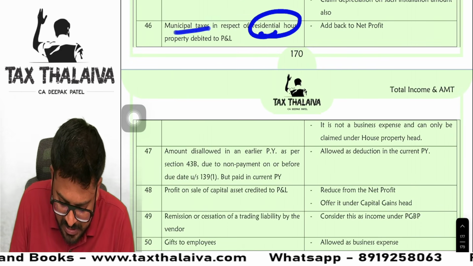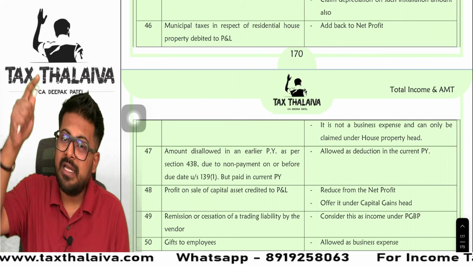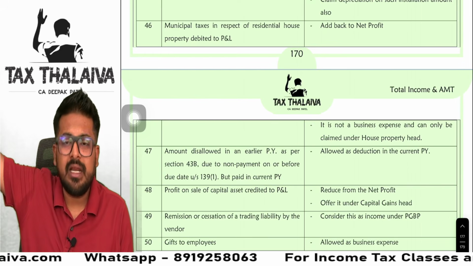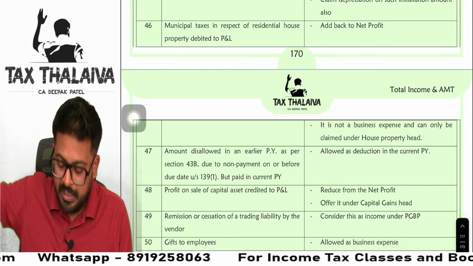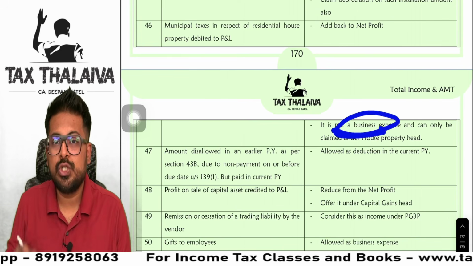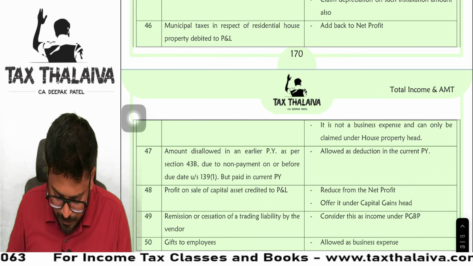Municipal taxes in respect of residential house property debited to profit and loss account. Guys, municipal taxes relating to residential house property, you can claim it under income from house property if it is a let out property, but you cannot claim it under PGBP, guys, because it is not the building used for business purpose.